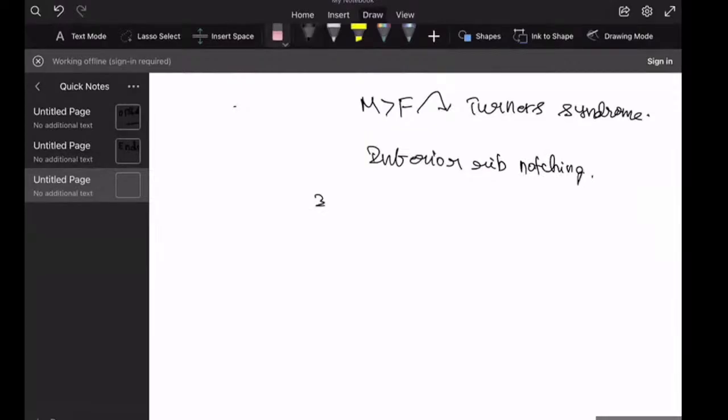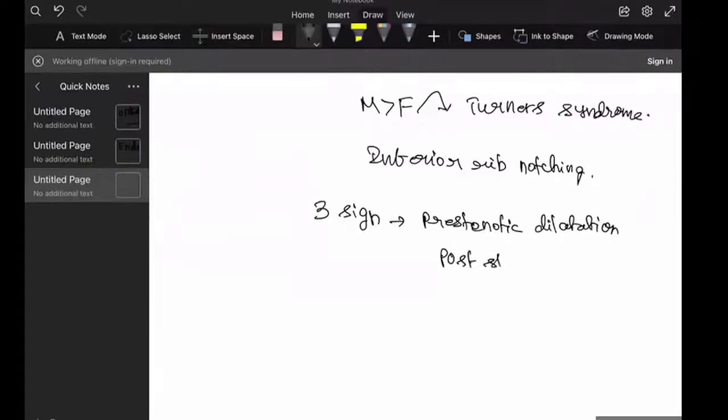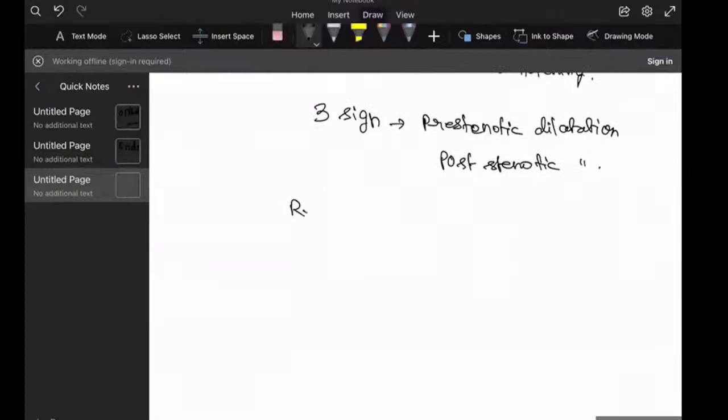And there is the 3 sign because of the pre-stenotic dilatation and the post-stenotic dilatation. And you have the reverse 3 or E sign in barium study for the same coarctation of aorta. So the 3 sign is seen with coarctation of aorta.